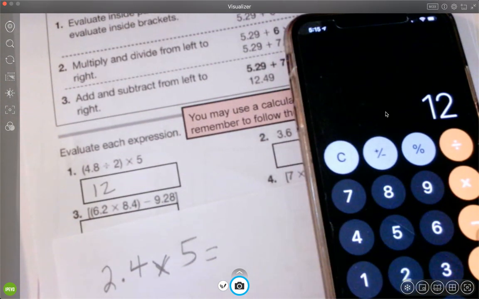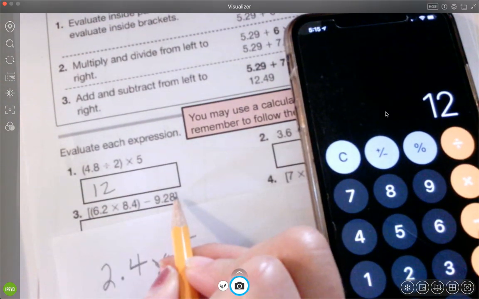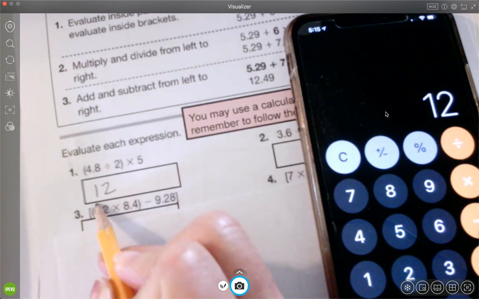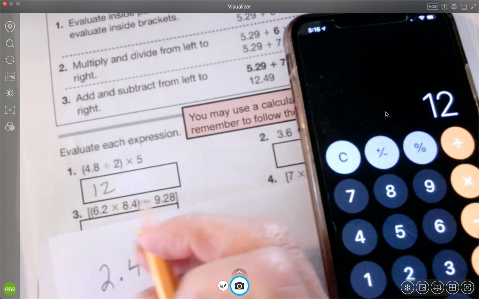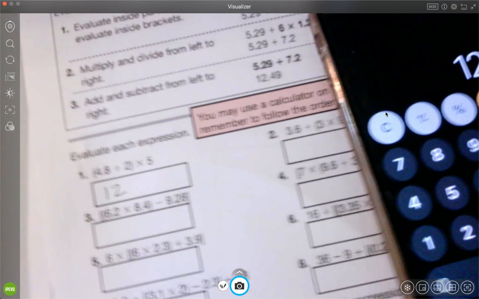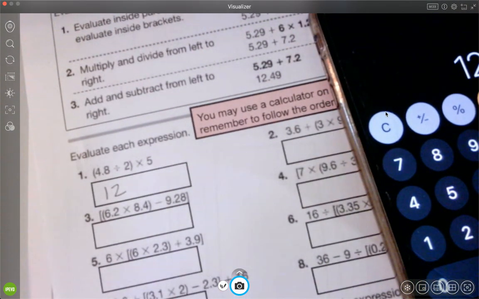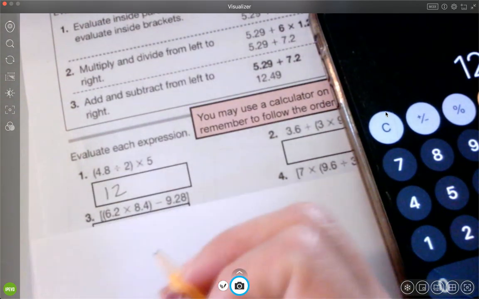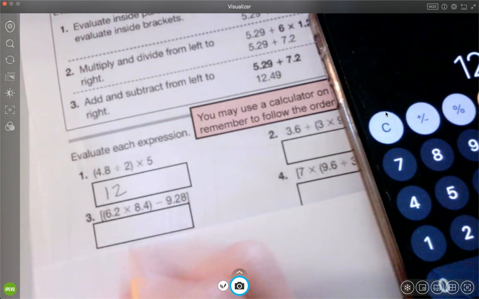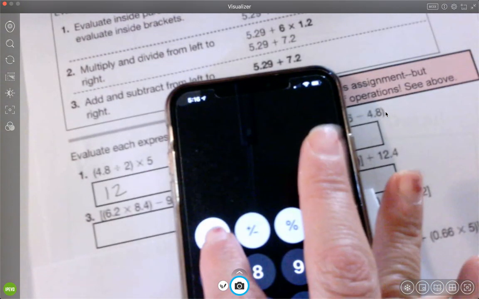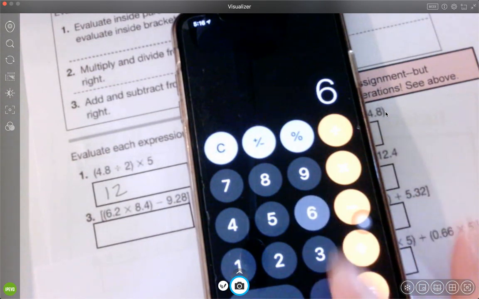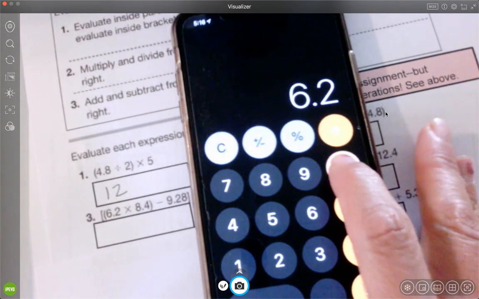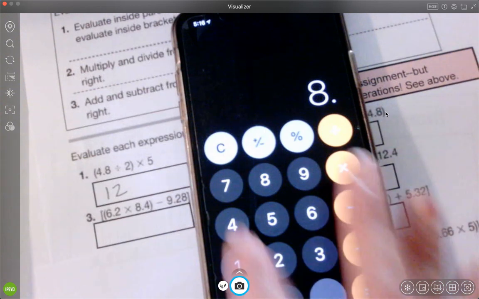Let's do the next one. Now this one, we see two sets of brackets. And again, I'm going to start with my inside parentheses. So I have 6.2 times 8.4. Again, I'm going to go ahead and use my calculator, and I'm going to do that problem first. I have 6.2 times 8.4. Again, when you're using a calculator, make sure you clear in between. And I'm going to go 6, and there's my 0.2 times 8.4. And it equals 52.08.